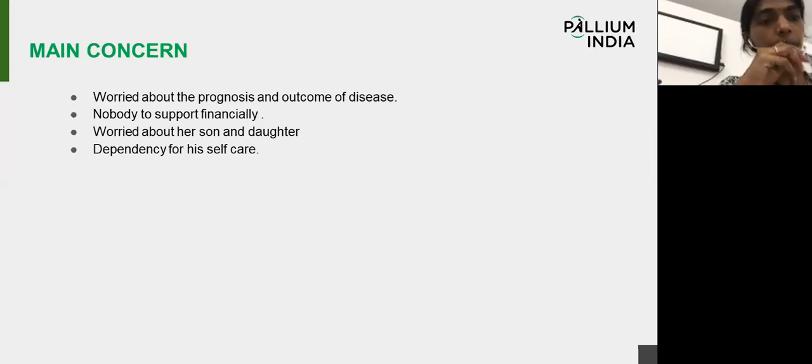The main concern is worry about the prognosis and outcome of the disease. Nobody to support the family. Worried about her daughter and the son. Deficiency in her self care.